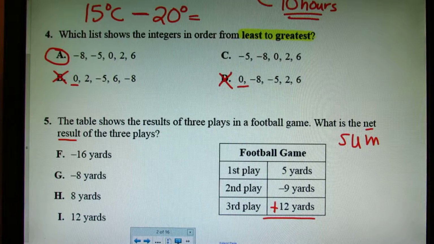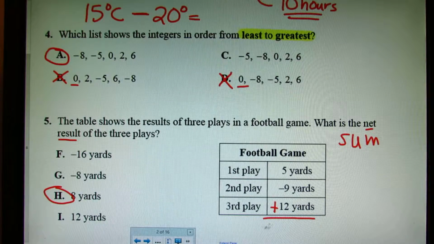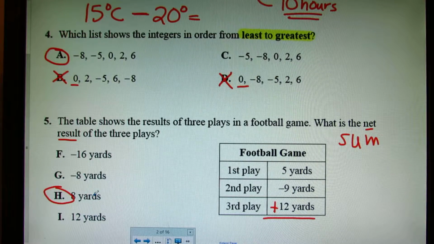What I would do if I didn't have a calculator is add the positive numbers first and then worry about the negative number. Positive 12 and positive 5 is positive 17, minus 9. Again, the calculator will do it for you. You'll get positive 8 yards. So after these 3 plays, you would have gained 8 yards. So number 5's final answer is choice H, 8 yards.